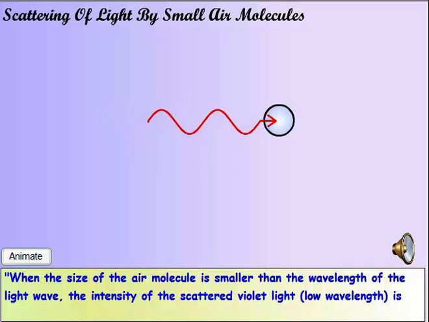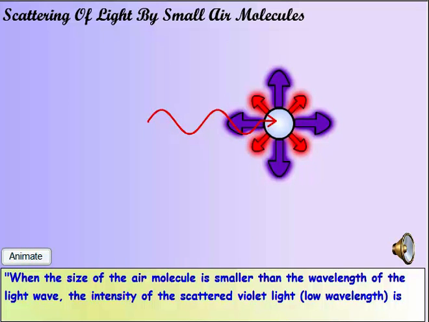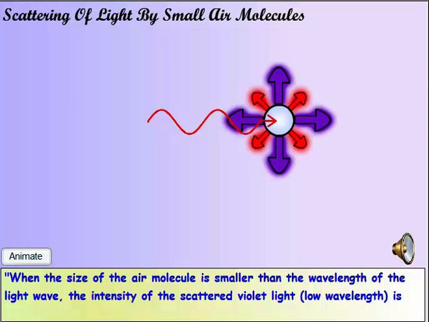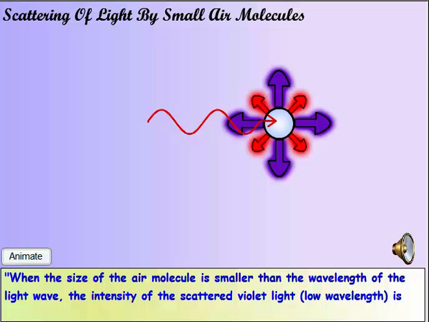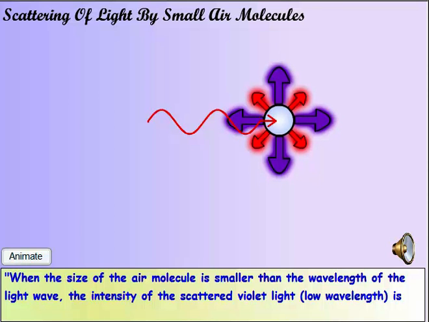When the size of the air molecule is smaller than the wavelength of the light wave, the intensity of the scattered violet light, which has a low wavelength, is much higher than the intensity of the red light, which has a high wavelength.